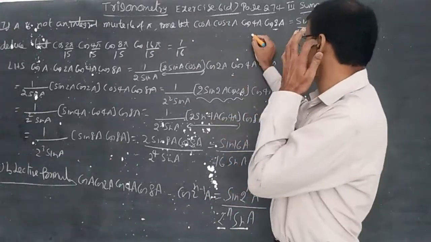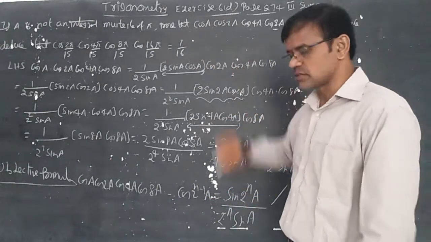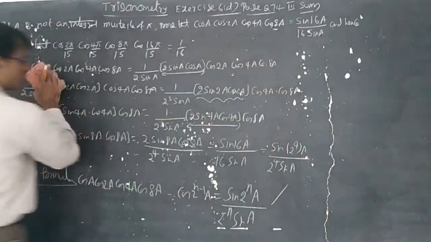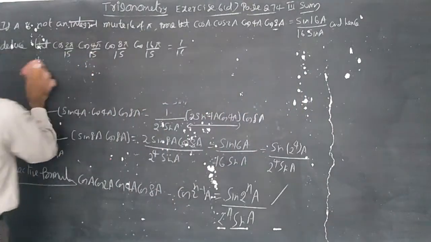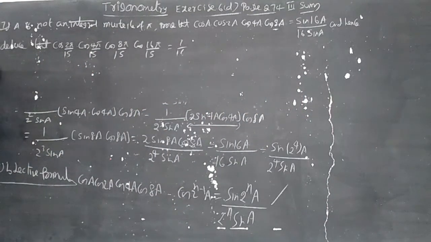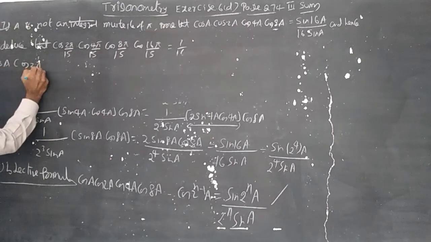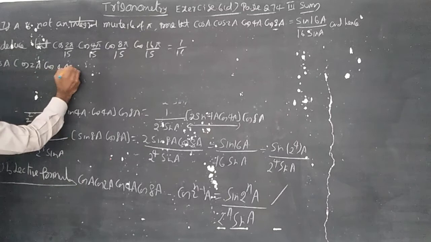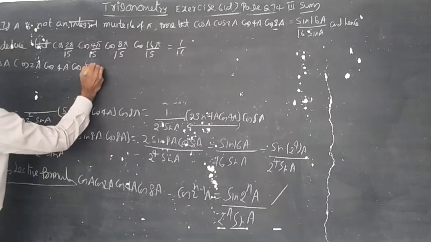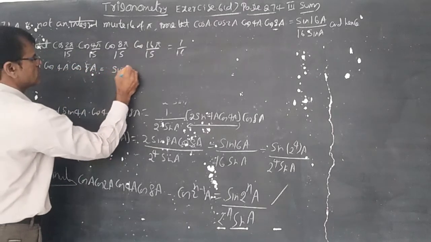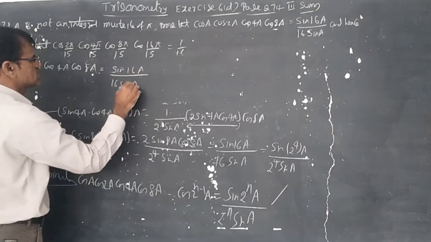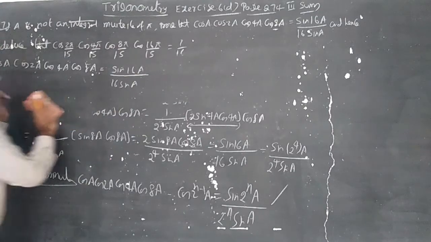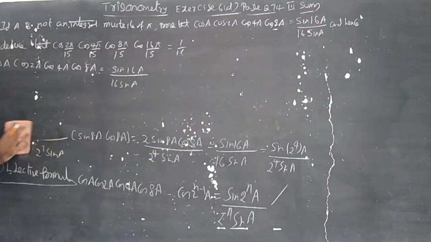Okay, now we have proved this one. Using this one, we need to calculate this one. Now deducing is there. Therefore, the conclusion we can write: hence, we proved that cos A into cos 2A into cos 4A into cos 8A is equal to sin 16A by 16 sin A.